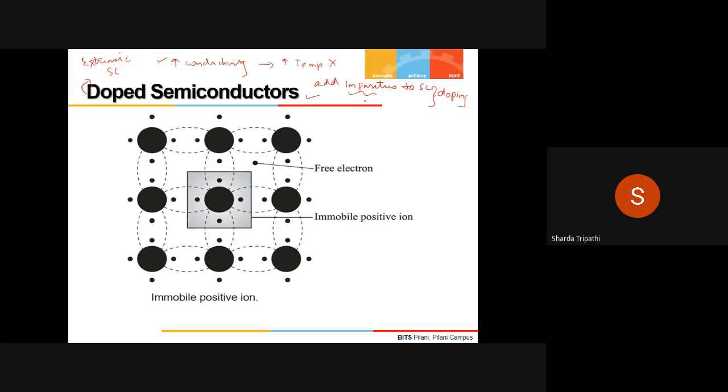Okay, now the impurities that are added are generally of two types. The first type of impurity is known as a donor type of impurity.